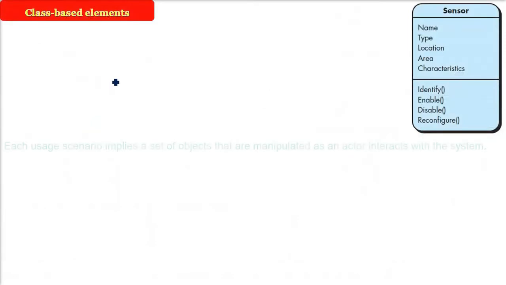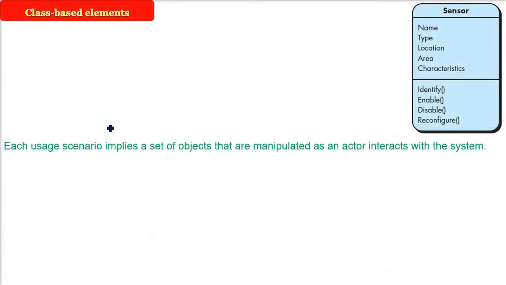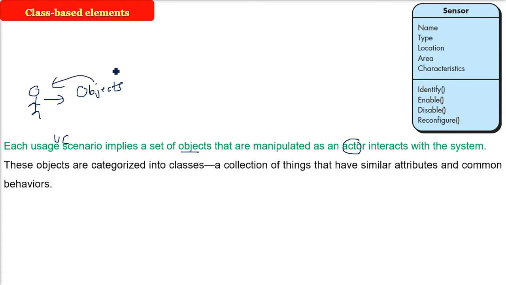Coming to the class-based diagram or class-based elements, because in the Unified Modeling Language there are different figures being suggested. Each use case, or usage scenario, also implies a certain set of objects, because when a user interacts with the software, there are certain objects. What are these objects? Objects will come from some class. Objects are the instantiation of a class. These objects are coming from the classes.